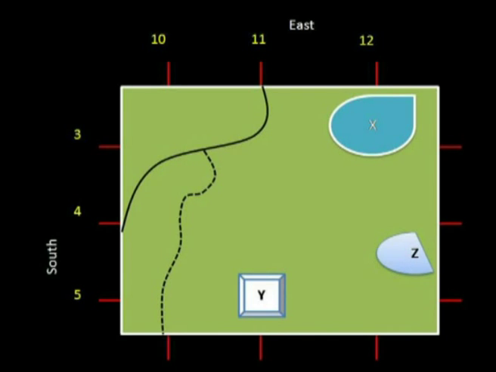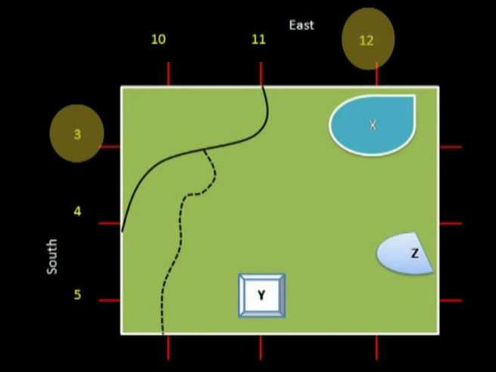The first question demands a coordinate system. Where is feature X? It is answered by making horizontal and vertical coordinate points and answering according to the given system: 3 degrees south and 12 degrees east.